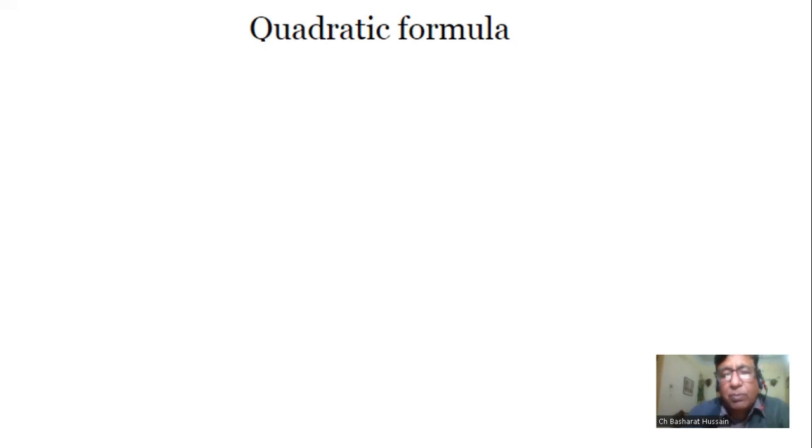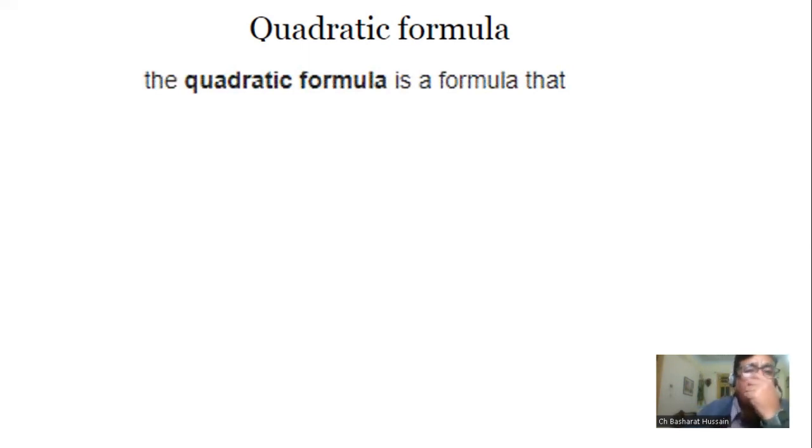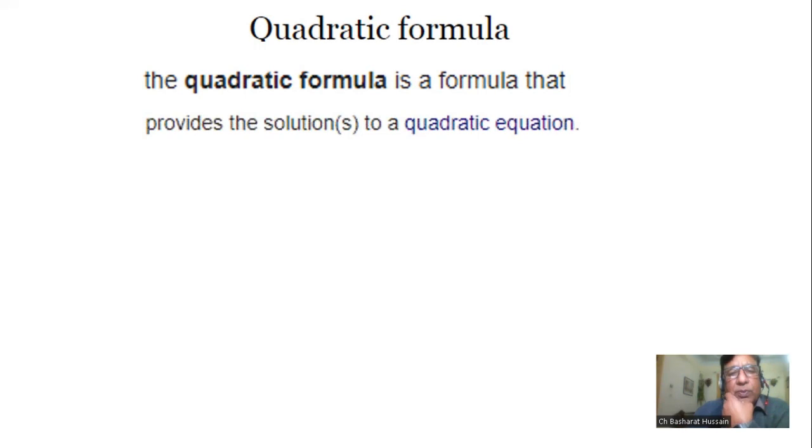factorization, quadratic formula. So we use the quadratic formula. What is the quadratic formula? The quadratic formula is a formula that provides the solution to a quadratic equation. Here I'm going to discuss the quadratic equation. Before this, all the 5 methods I applied on quadratic expressions, second degree expressions. Here I use the quadratic formula because it is used on quadratic equations.